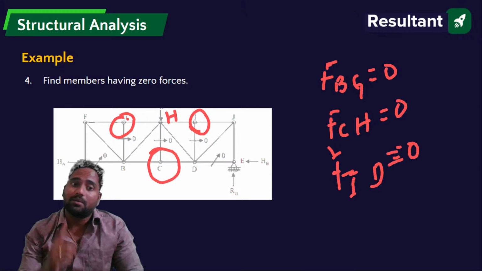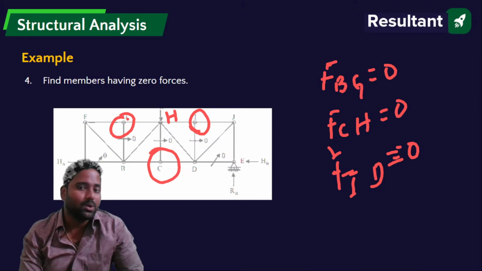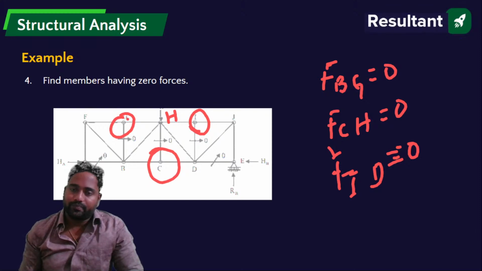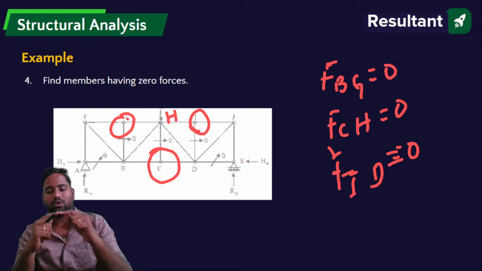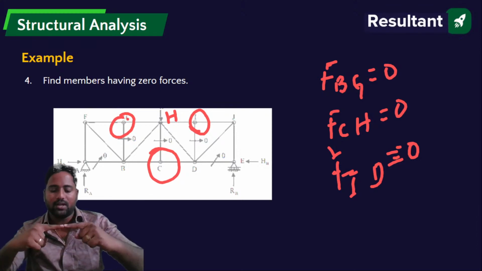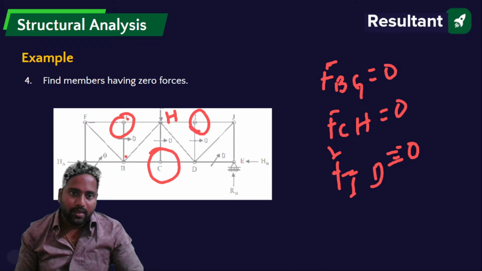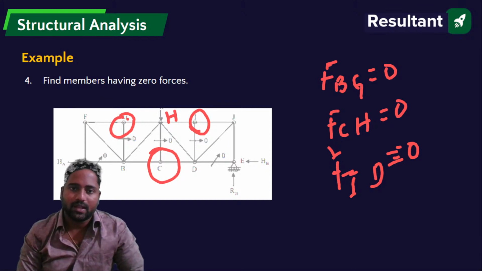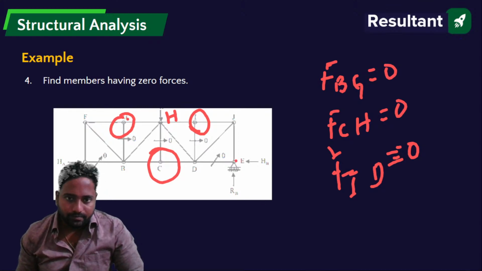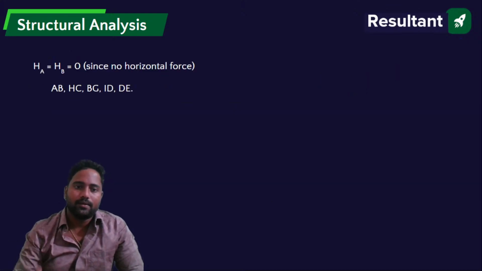All these questions are previous year's GATE questions I'm discussing. Remember that. I'm not wasting your time. Time is precious, so please concentrate. Three members are meeting at a joint, out of which two are collinear. Collinear means both are in a straight line, and no force is acting at this joint. Then the force in the third member is 0. Fine, so these are the three things. Next, if I take joint E, equilibrium of joint E.